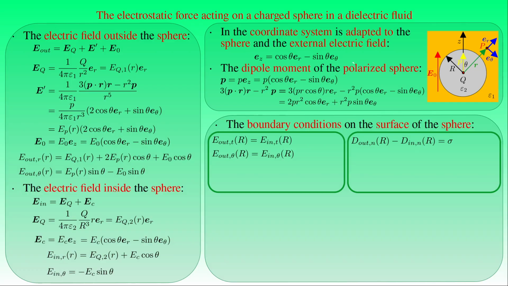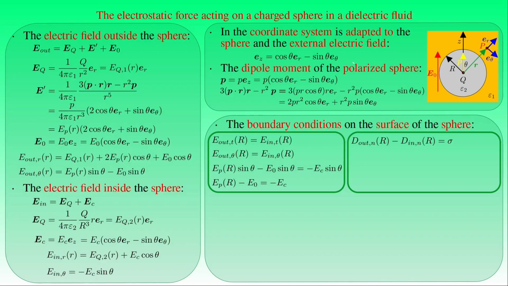If we substitute the expressions obtained for the polar components of the electric field strengths outside and inside the sphere into this condition, then we can write the equation stating that EP evaluated at capital R times sine theta minus E naught times sine theta is equal to negative EC times sine theta. This condition must hold for an arbitrary polar angle. Therefore, we reduce this equation to the condition stating that EP evaluated at capital R minus E naught is equal to negative EC.